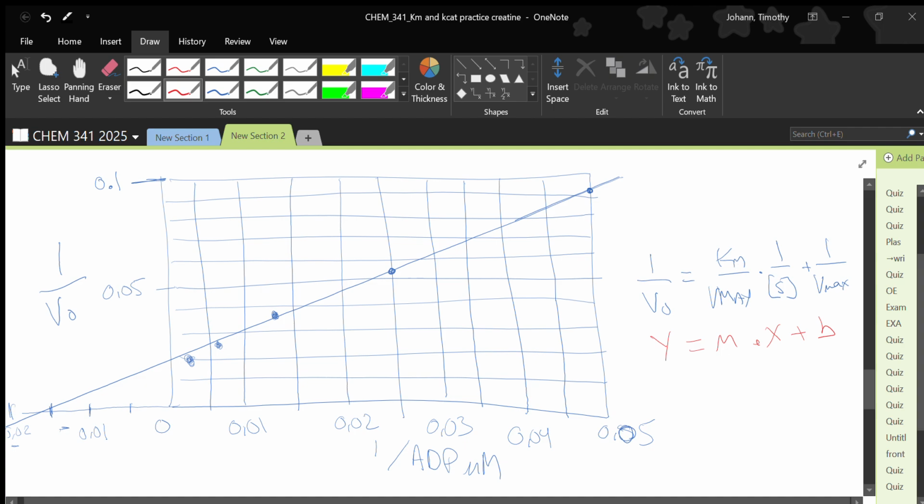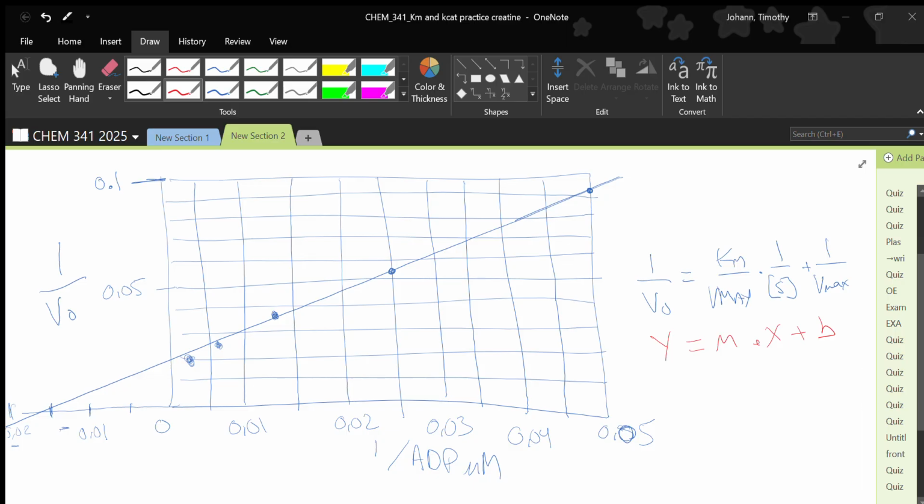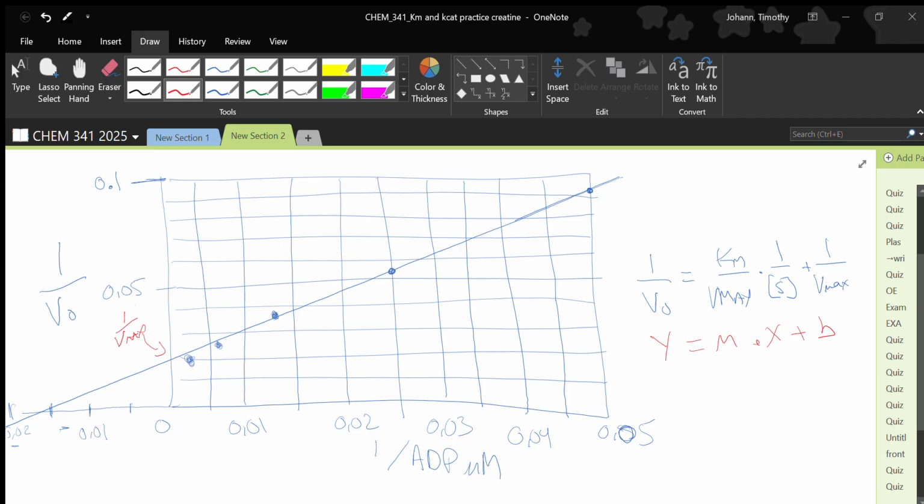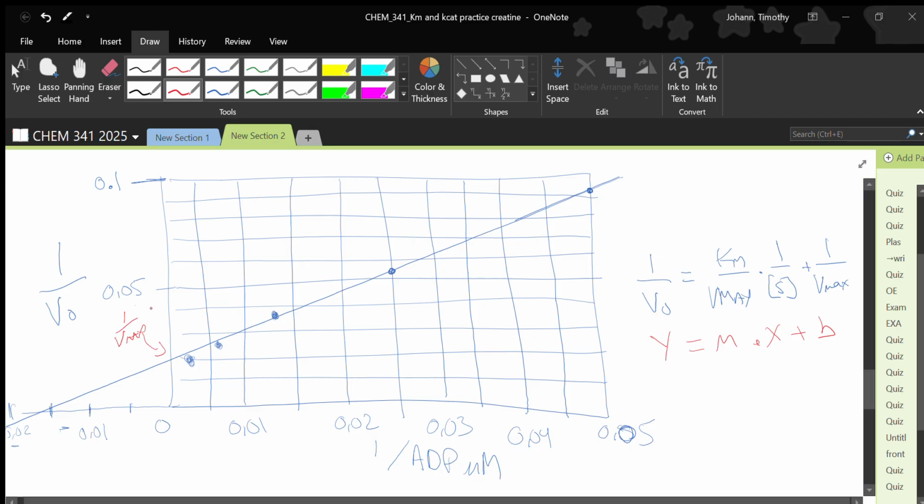And so what is Vmax? Where is that on this graph? It's the y-intercept, 1 over Vmax, right? This right here is 1 over Vmax. And so looking at my graph, it looks like it's about 0.02. Might be slightly different on yours, right?